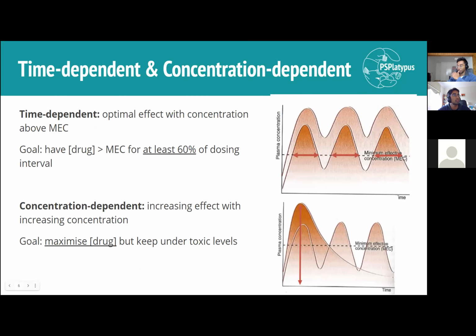All right, so more on dosage. So drugs can typically work in two different ways. They can either be time dependent or concentration dependent. Time dependent means that they have the best effect for as long as the concentration is above the minimum effective concentration. So what this means is all we need to do is keep the drug above the MEC for as long as possible. And the goal would probably be at least 60% of the dosing interval.